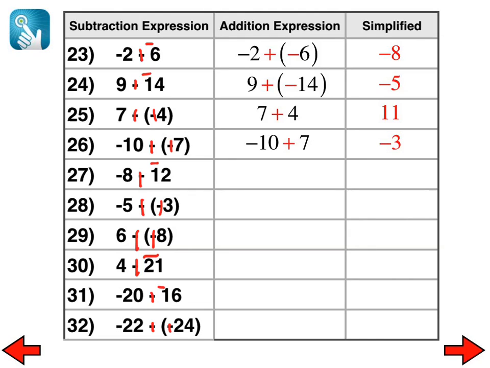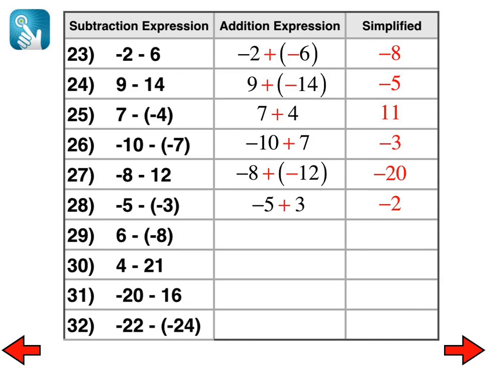So, going back and doing these again, 27 turns into negative 8 plus negative 12 after we add the opposite. We have 20 negatives and 0 positives. Therefore, 20 more negatives than positives. 28 turns into negative 5 plus 3. We have 5 negatives and 3 positives. We have 2 more negatives than positives. 29 turns into 6 plus 8. We have 14 positives and 0 negatives. Therefore, we have 14 more positives than negatives.